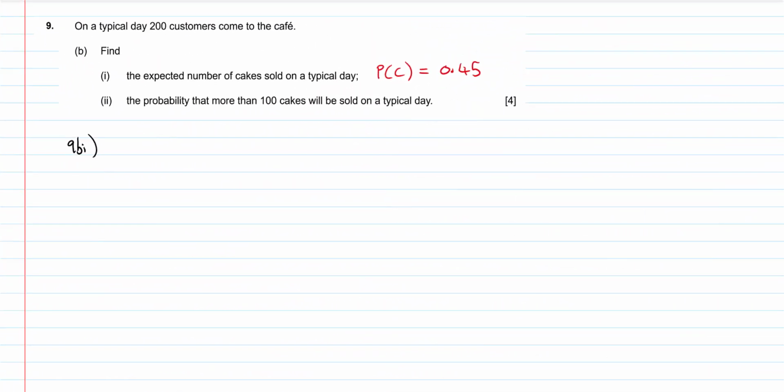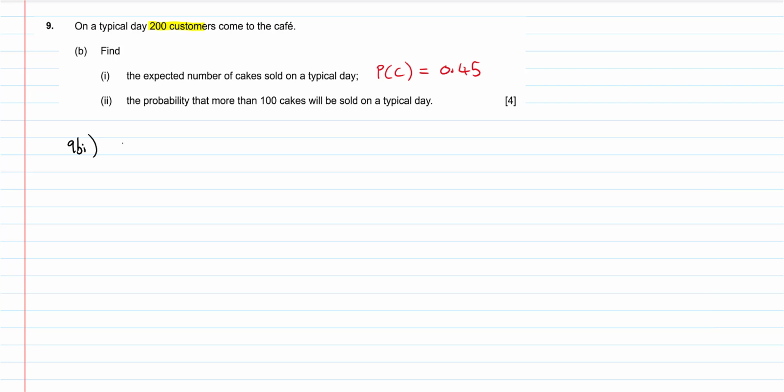Okay, question 9b. So for part 1, we need to find the expected number of cakes sold on a typical day, and we know that the probability a customer buys a cake is 0.45, and we're told that on a typical day there are 200 customers that come to the cafe.